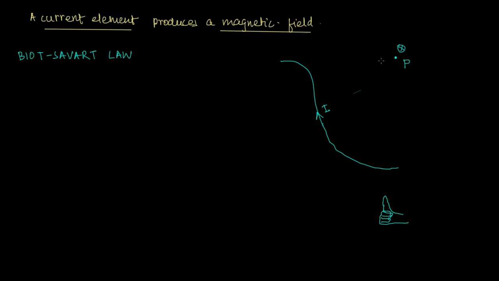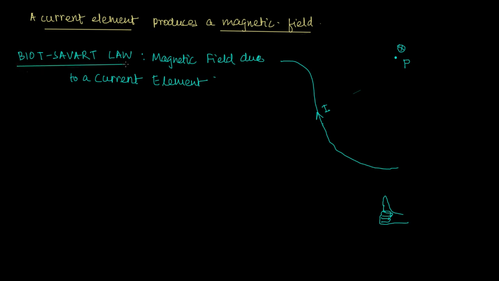Okay, if you tell it the cause, it will tell you the effect, the magnitude of the magnetic field for a given orientation and magnitude of current with respect to a point where you want to find out the magnetic field. Right, so Biot-Savart law gives you the magnetic field due to a current element. Due to the current element. Fine.